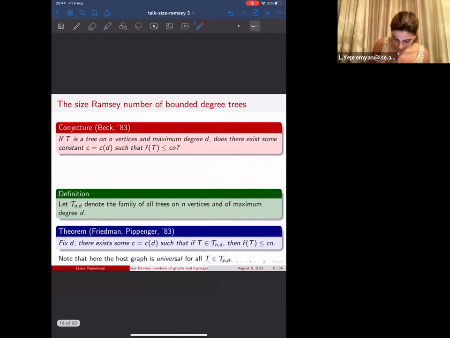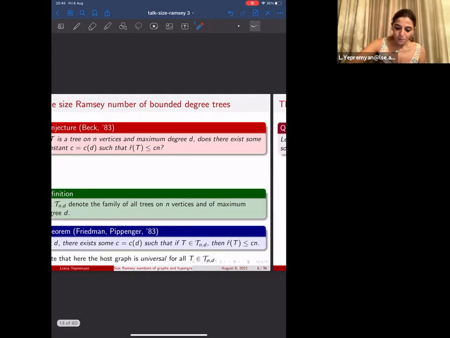Okay, so in fact, the proof of Friedman and Pippenger shows that their host graph is also the random graph G(N,p) with appropriate density. And the host graph is universal, meaning that it does not just contain one tree of bounded maximum degree, it contains all the trees of maximum degree at most D and on n many vertices.